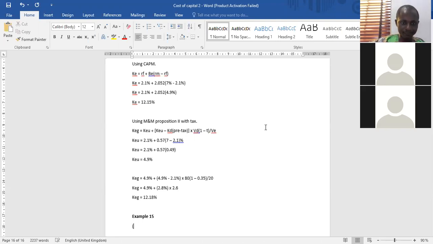So requirement A, computation of appropriate WACC for Kilimanjaro's freezer business.